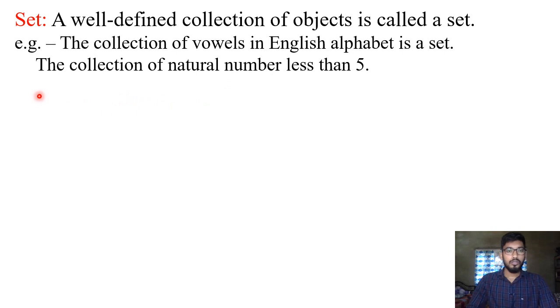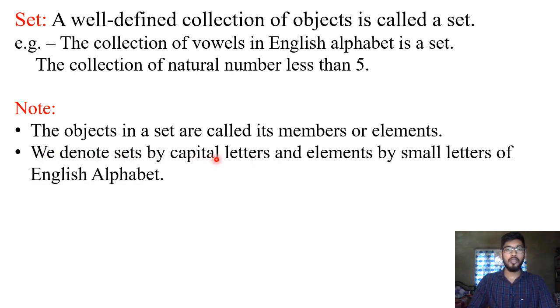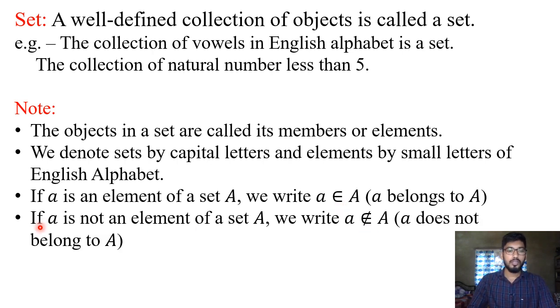So next, there are a few points, so note these down. The objects in a set are called its members or elements. So we call the objects members or elements. We denote sets by capital letters and elements by small letters of the English alphabet. If a is an element of a set A, we write a belongs to A. We simply use this symbol. Okay? Similarly, if a is not an element of a set A, we write a does not belong to A.